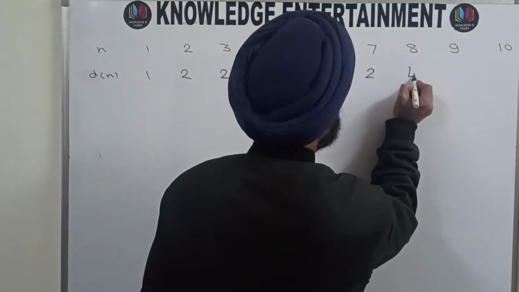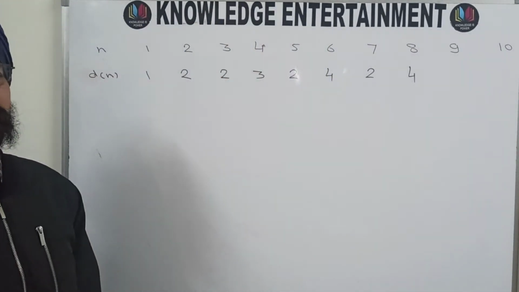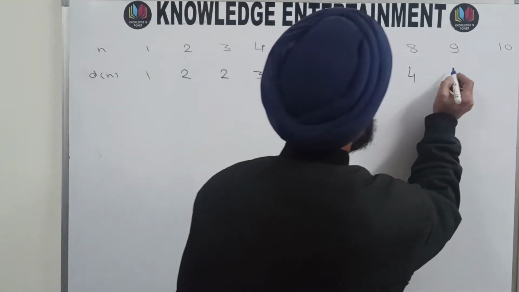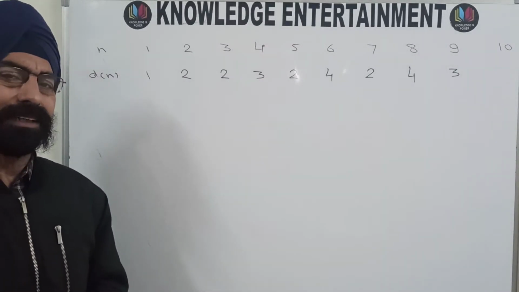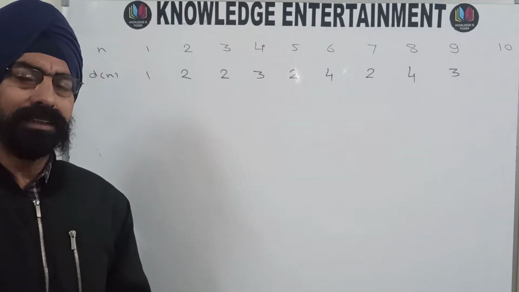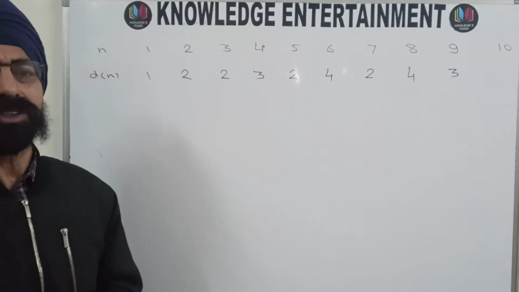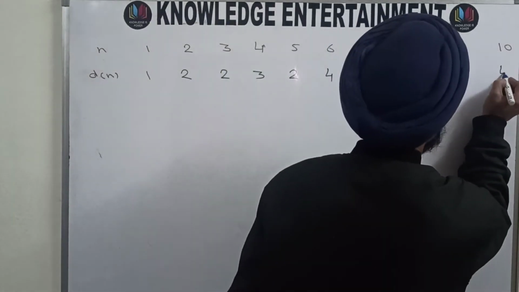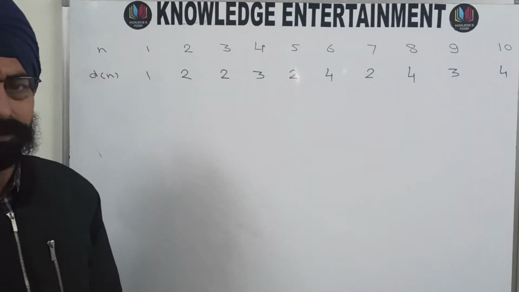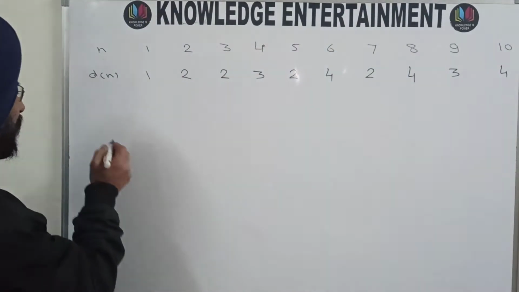These are 4. 9. How many divisors are there? 3. These are 1, 3 and 9. So d9 is 3. What is d10? Number of divisors of 10. The divisors of 10 are 1, 2, 5 and 10 itself. So 4 divisors are there. So d10 is 4. Now let us move on to the next function, that is sigma n.